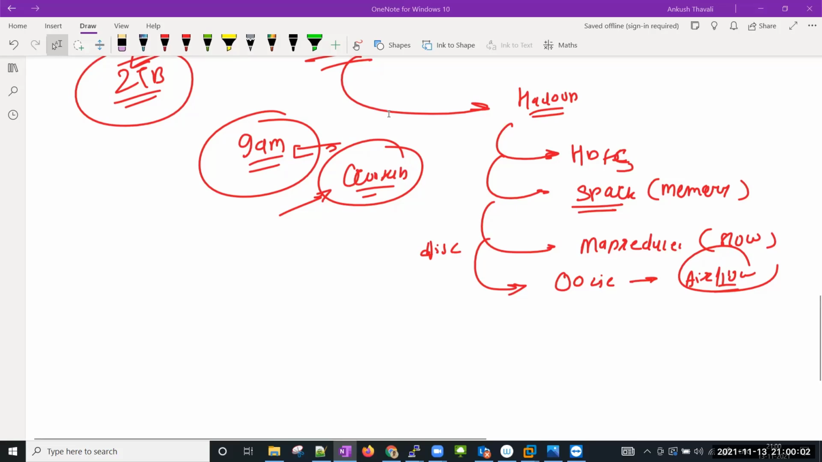So that's how we should think and design, and then we can take the decision about what I should do or what I should not do.